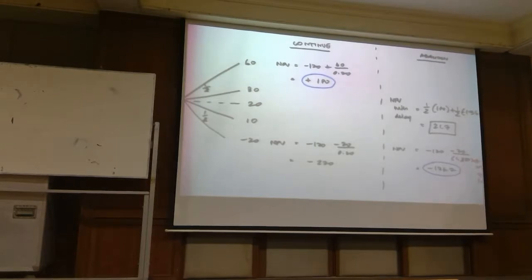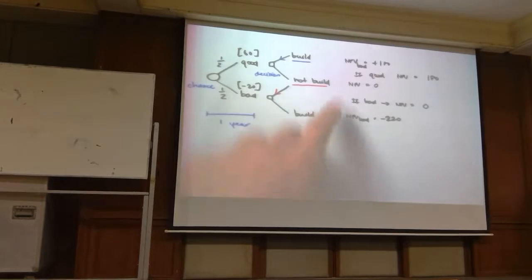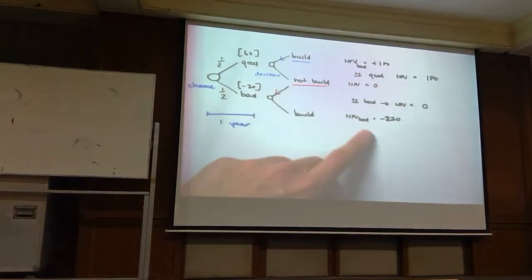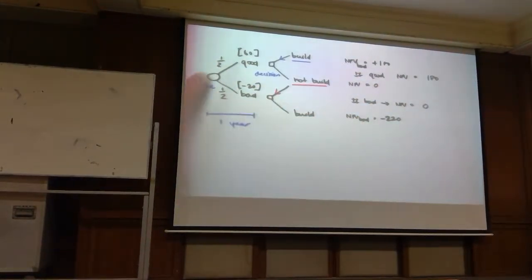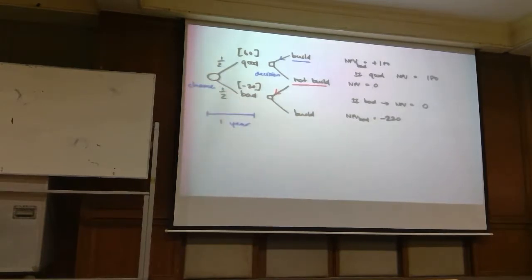Okay, very good. So back to our problem earlier. We have NPV if good, and NPV if bad. We don't know which it's going to be. So we know there's probability half that it's going to be good, and probability half it's going to be bad. So when you do this expected value, it comes out to 90.